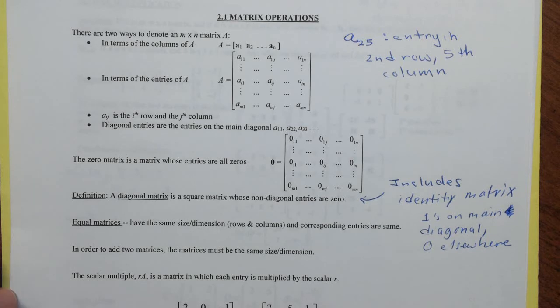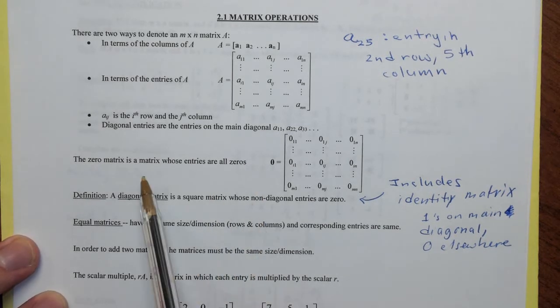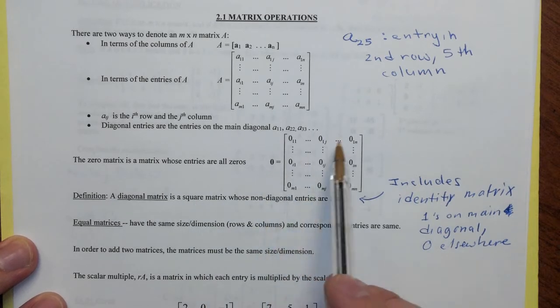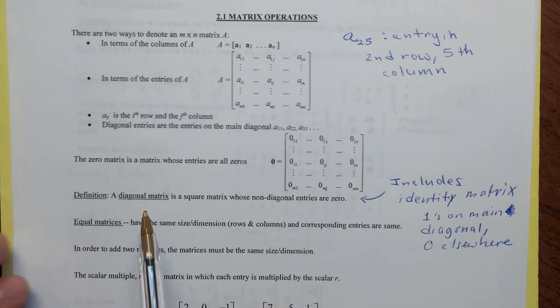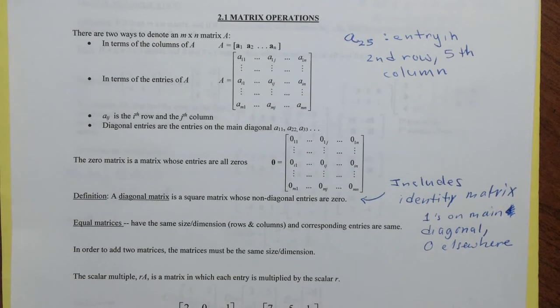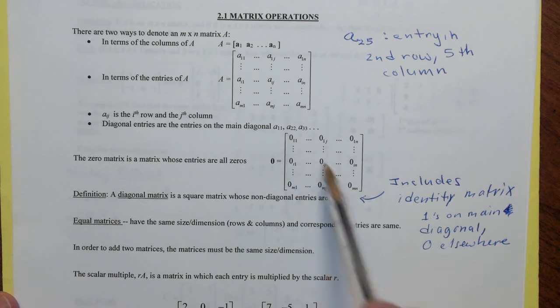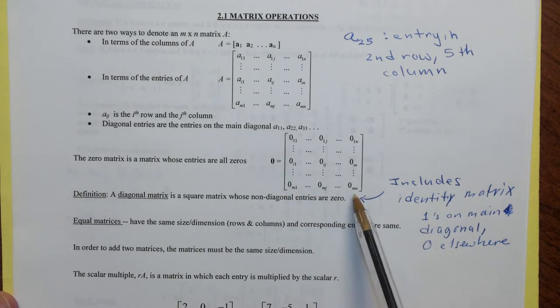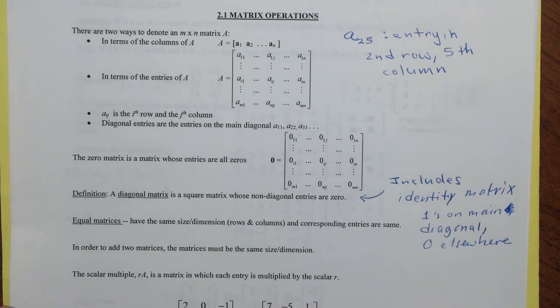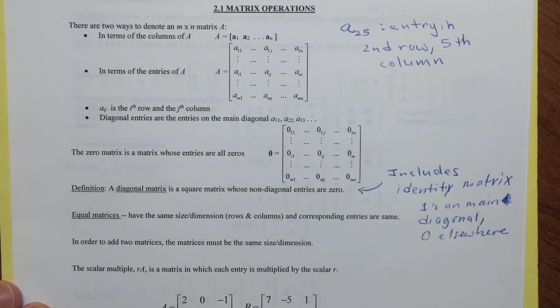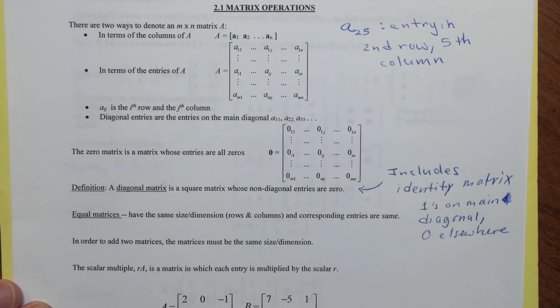Some other definitions make sense, somewhat obvious. The zero matrix refers to any matrix whose entries are all zero. A diagonal matrix is a square matrix where the non-diagonal entries are zero. So straight down here I could potentially have non-zero entries, but off of that main diagonal I would have zeros. This includes the identity matrix, which is going to be very important. The identity matrix, again, is a square matrix with ones on the main diagonal and zeros elsewhere.